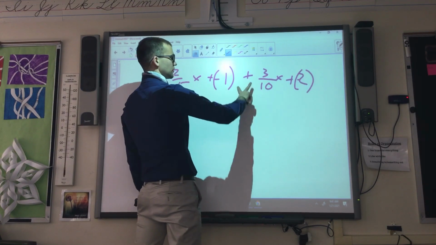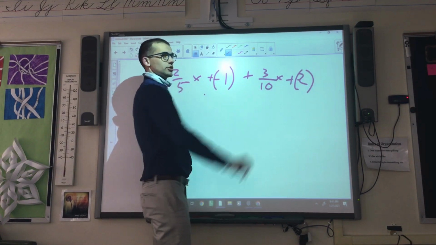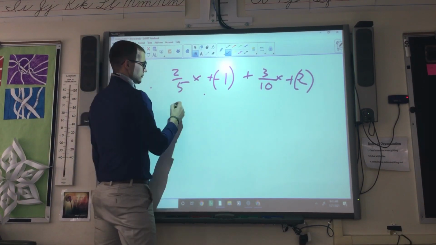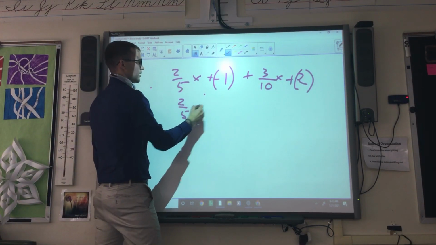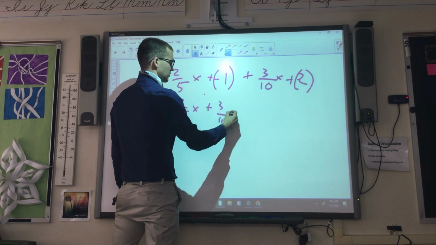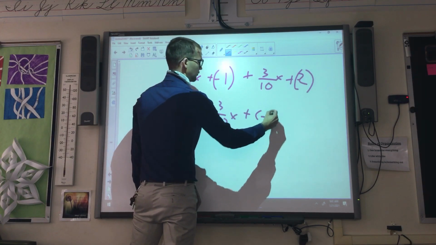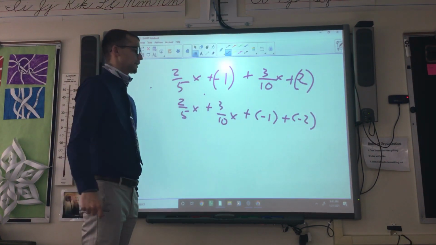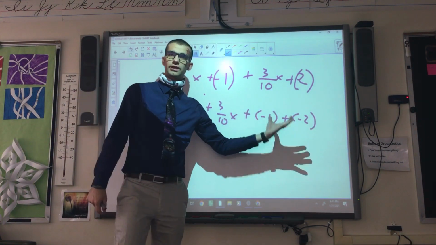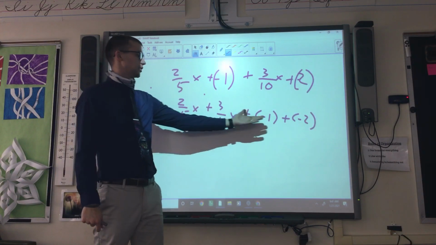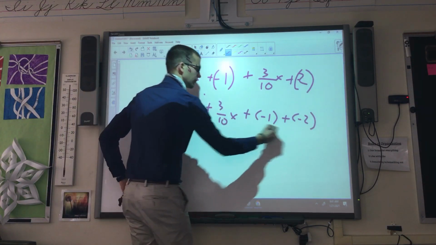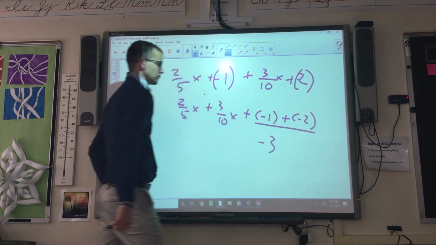These can then get switched around because now everything is addition. You can't move stuff around if it's not addition in the first place. So, 2/5 x plus 3/10 x plus negative 1 plus negative 2. You can take down the parentheses, but think: you're at minus 1, you're going back 2 further, so it's like minus 1, minus 2. Combine them together and get minus 3.